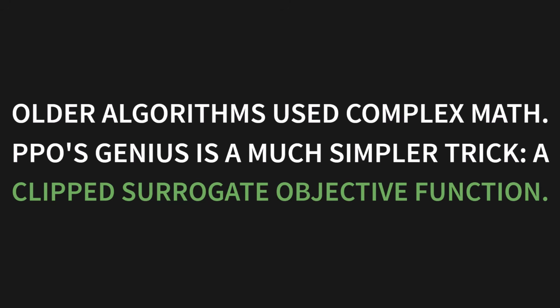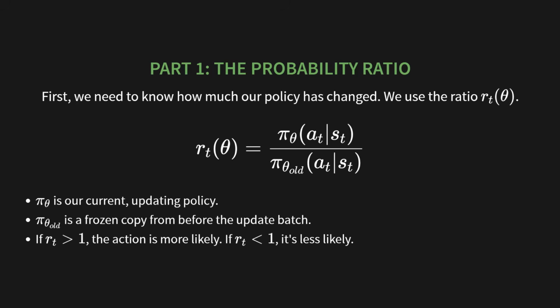Let's break it down. Part 1, the probability ratio. First, we just need to know how much our policy has changed. We use the ratio r sub t of theta for this. Now look at this formula. It's just the probability of an action under our new updating policy, that's pi sub theta, divided by the probability under a frozen old policy, pi sub theta old. If r sub t is greater than 1, the action is now more likely. If r sub t is less than 1, it's less likely.